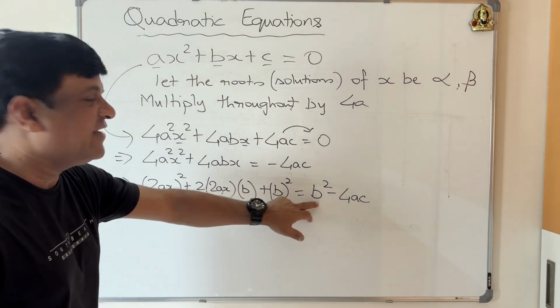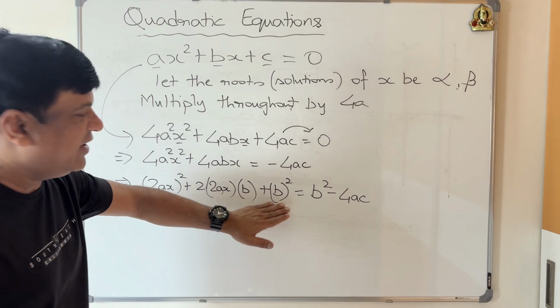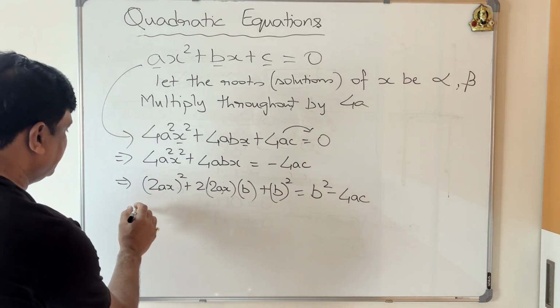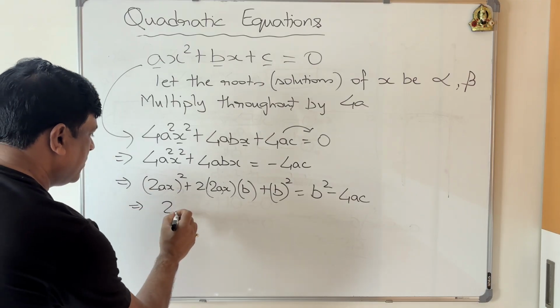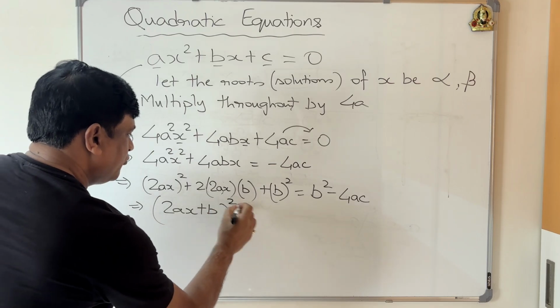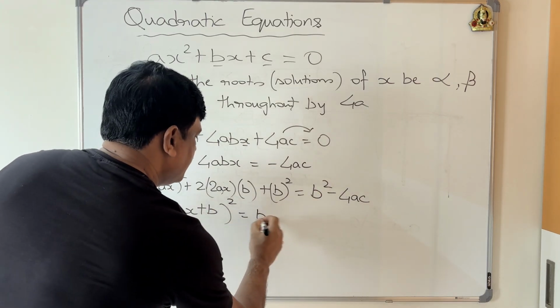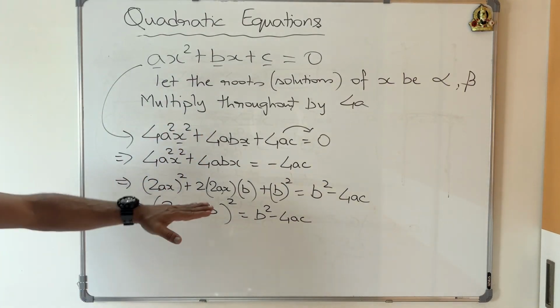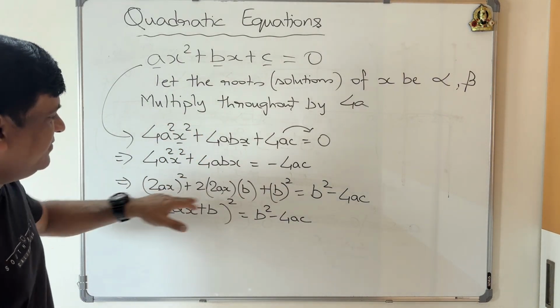Look at it. I have introduced a b square on the left side and a b square on the right side. So now this is in the format of 2ax plus b whole square is equal to b square minus 4ac. Make sense?